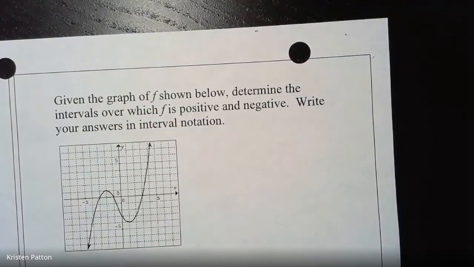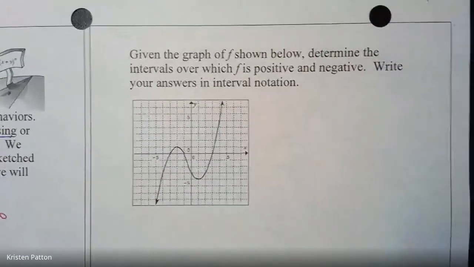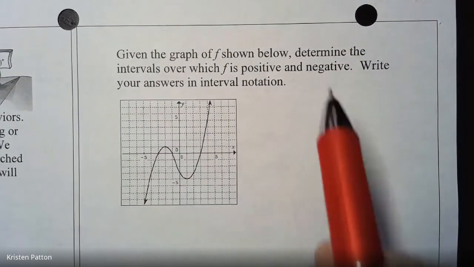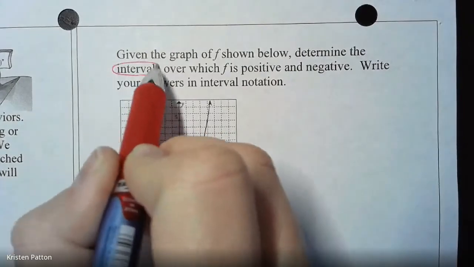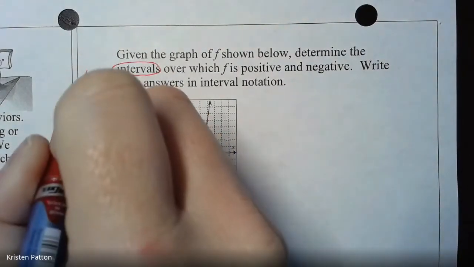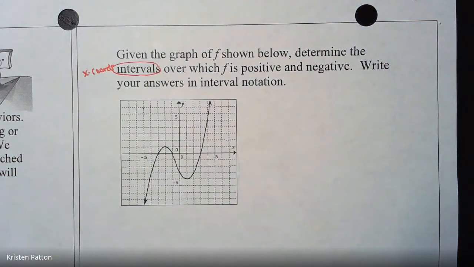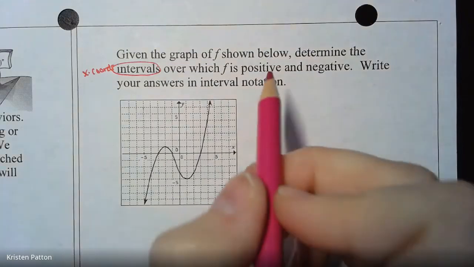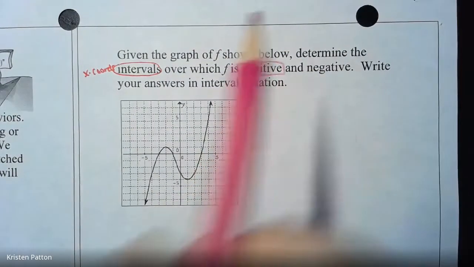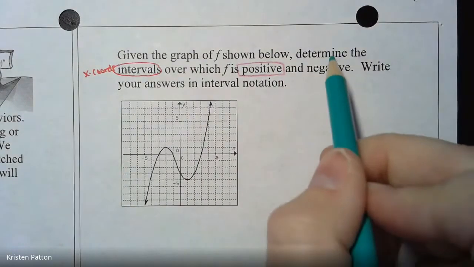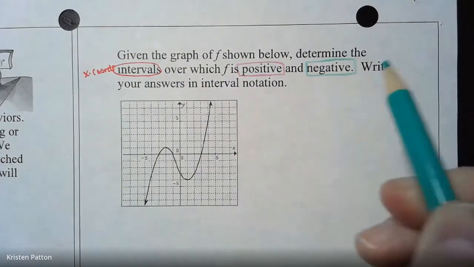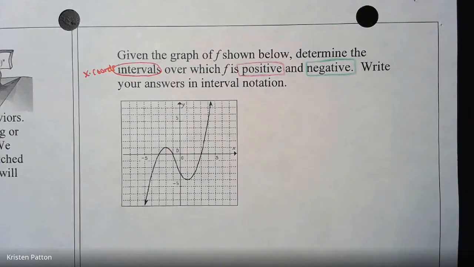So this graph is given to us. Oh, I got to center it up here. And they want us to determine the intervals. We're going to use interval notation, which remember are x coordinates, over which the graph is positive and negative. So I have my 2 colored pencils here. I'm going to use pink for positive. And these were just the 2 that were sharpened. And I have this bluish, greenish, tealish color for negative. Doesn't matter. I'm just using 2 different colors.